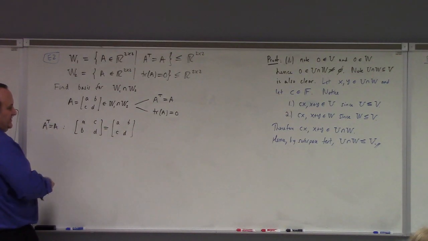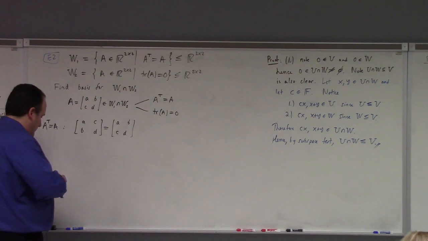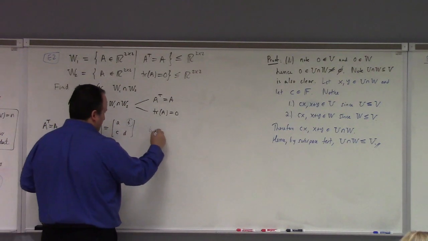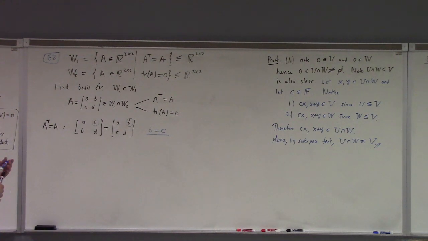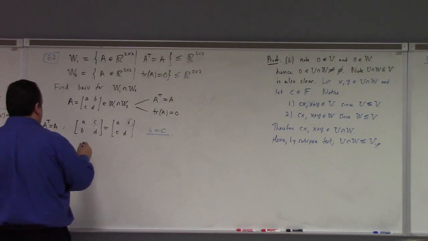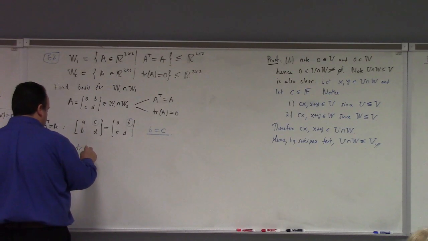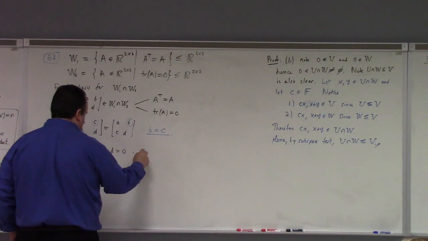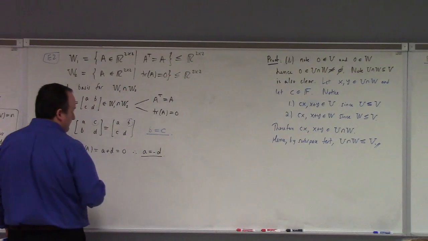which tells us what? It tells us nothing about a. It tells us nothing about d, right? What does this tell us, though? Really just one thing, right? b and c are equal. So b equals c. So we got that, right? And on the flip side, the trace of A is a plus d. Well, that's equal to 0. So therefore, apparently, a is equal to minus d, right?